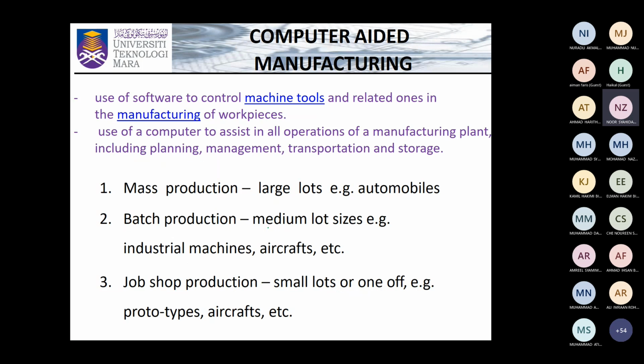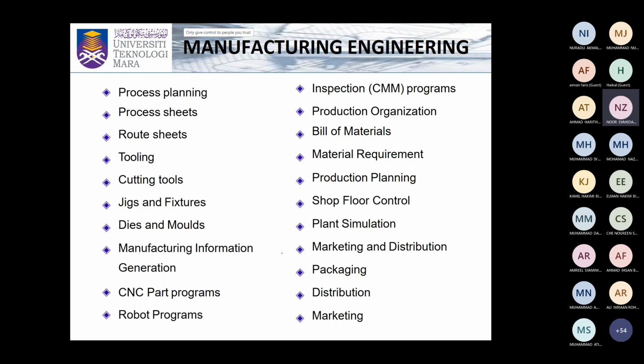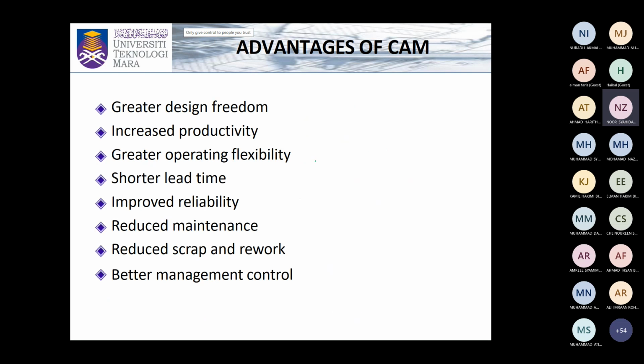So earlier on, you saw in the video the description of CAM. Manufacturing itself can be done in three batches: mass, batch, and job shop. Mass production is usually more than 10,000 parts. Batch is about 100 to 10,000, and job shop is custom-made products, usually 100 or less in quantity. These are all the terminologies under manufacturing engineering, which you can look through in the previous recording.